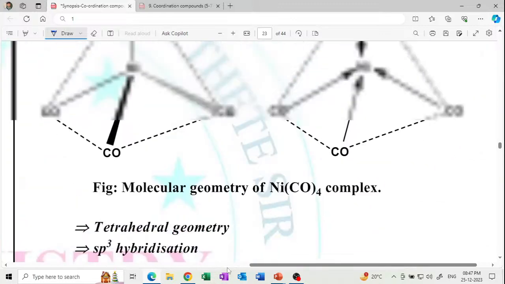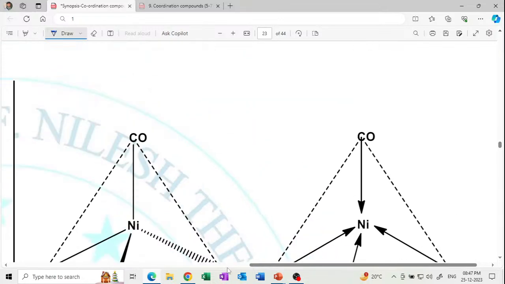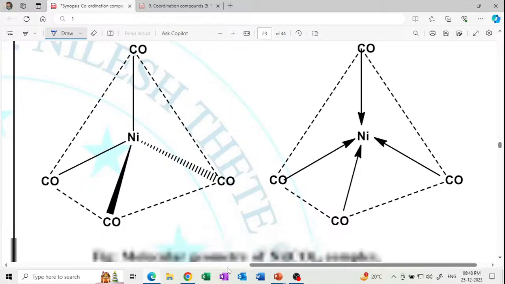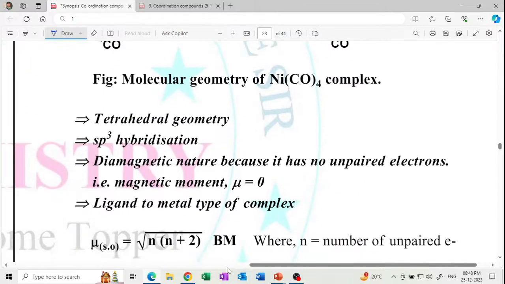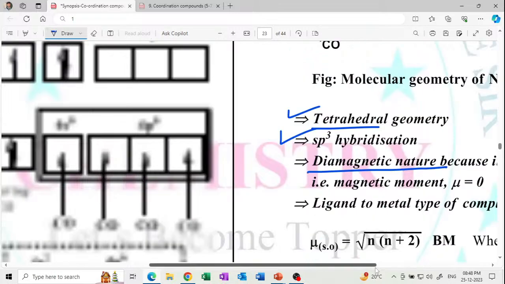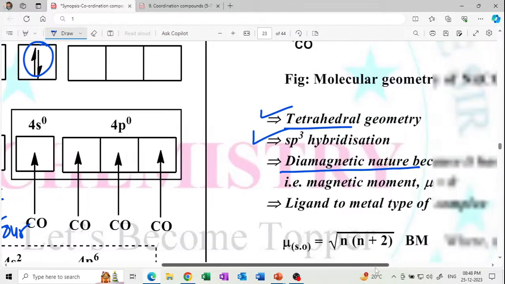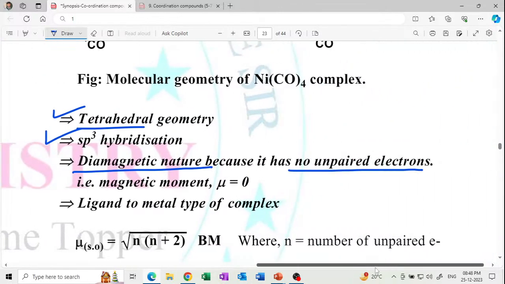Next, after the type of hybridization, we will draw its geometry. So it is tetrahedral in this case. Nickel and then the four carbonyls. Get it? So the molecular geometry of nickel tetracarbonyl is tetrahedral, with sp3 hybridization. Diamagnetic nature: what is the diamagnetic nature? Because it has no unpaired electrons. All electrons are paired in the hybridized state, so it is diamagnetic.